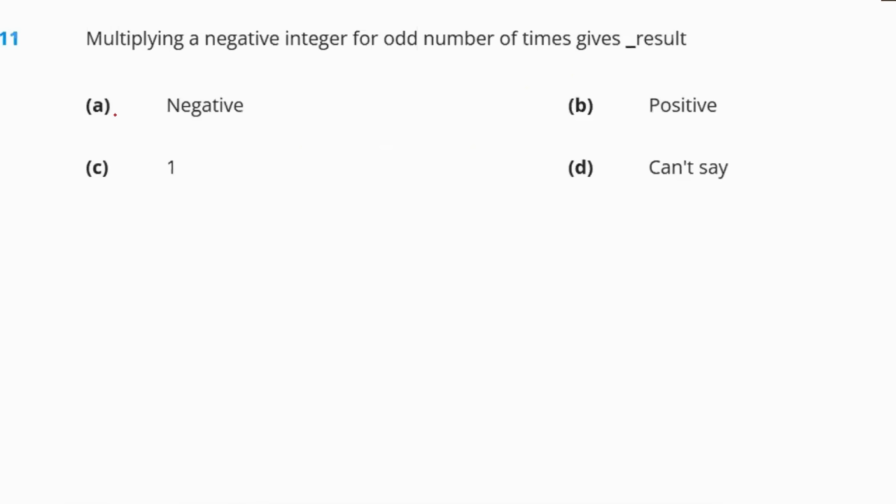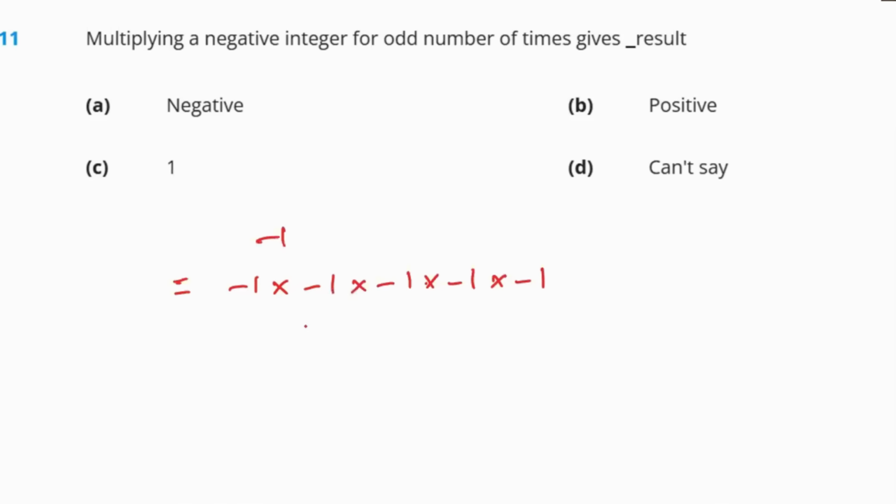Next, multiplying a negative integer an odd number of times gives a dash result. Okay, so you know that, for example, I'm taking here -1. I'm multiplying this an odd number of times, -1 multiplied 5 times. Okay, odd number of times, 5 times I'm multiplying here.